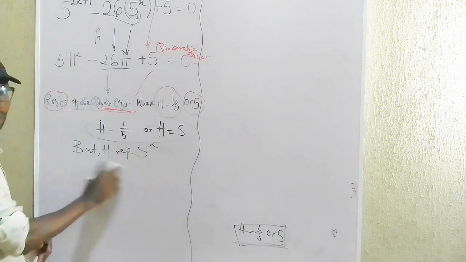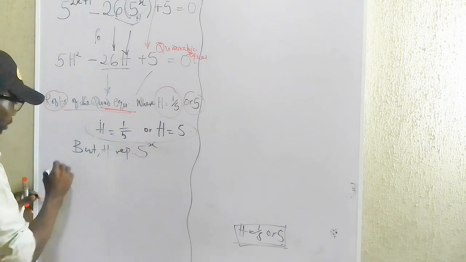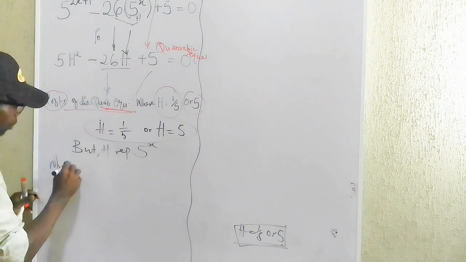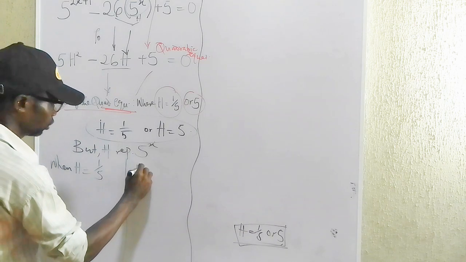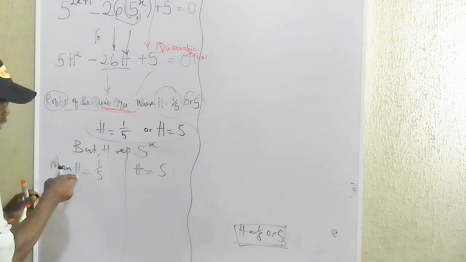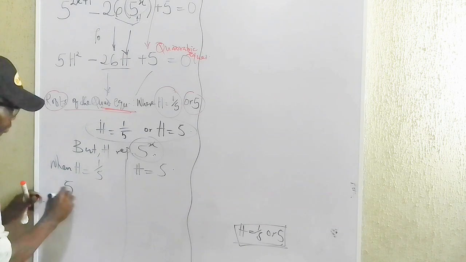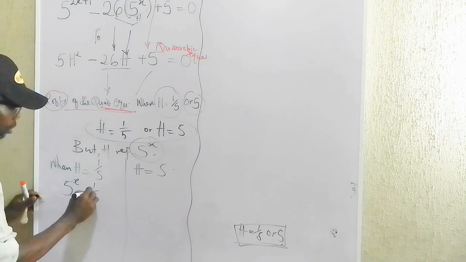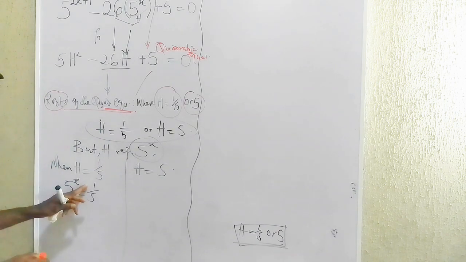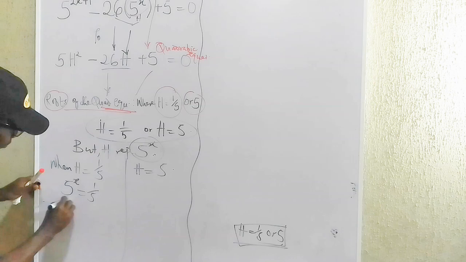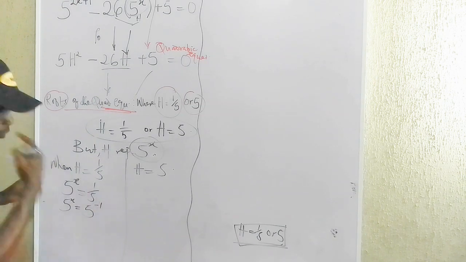So we're going back from here, and we'll go forward from here. Let's look at the two cases: when H is equal to 1 over 5 and when H is equal to 5. When H is 1 over 5, we have 5 raised to the power of x equals 1 over 5. Remember the law that states that the reciprocal is represented as 5 raised to the power of x equals 5 raised to the power of minus 1.